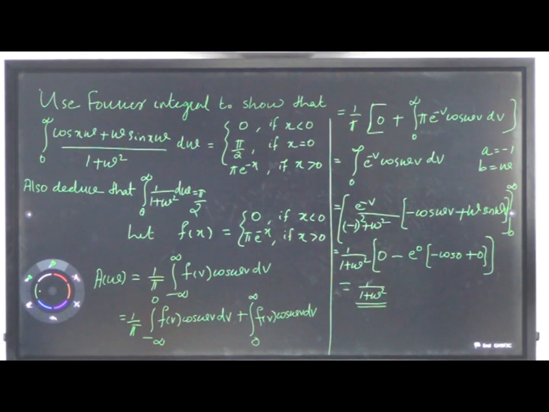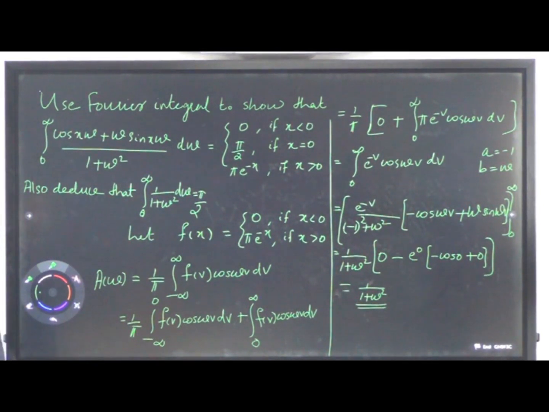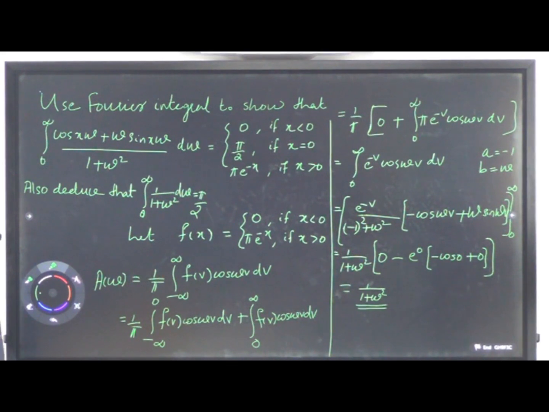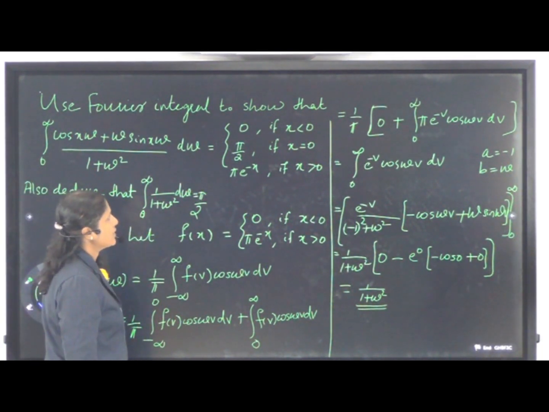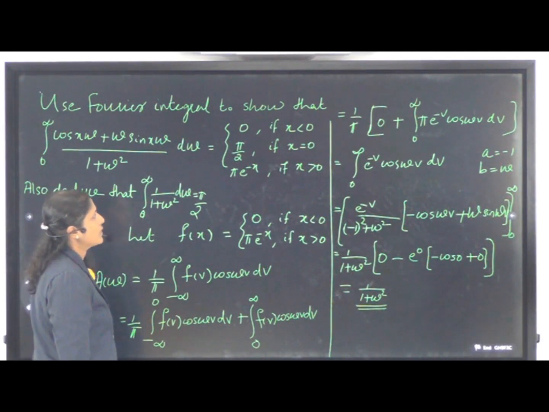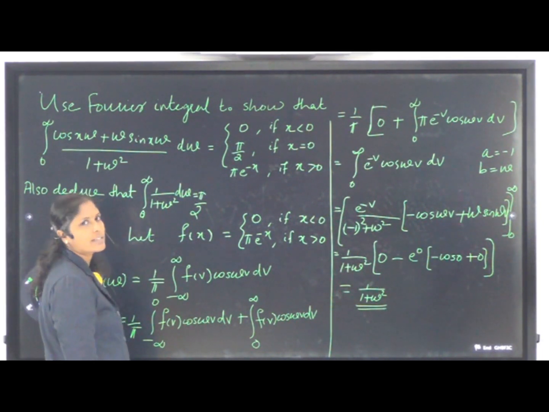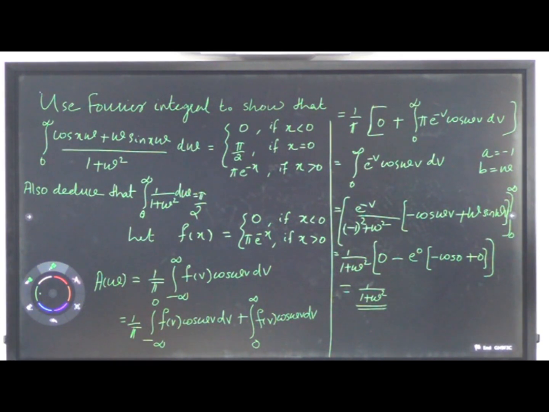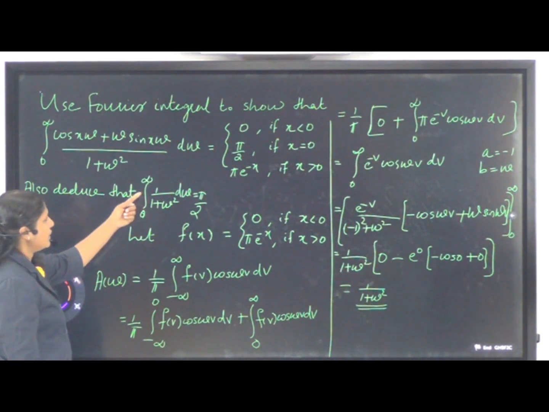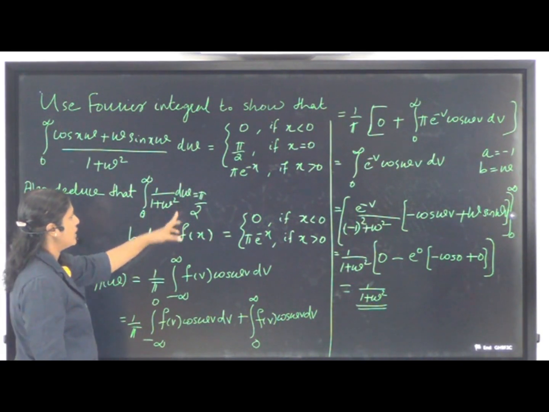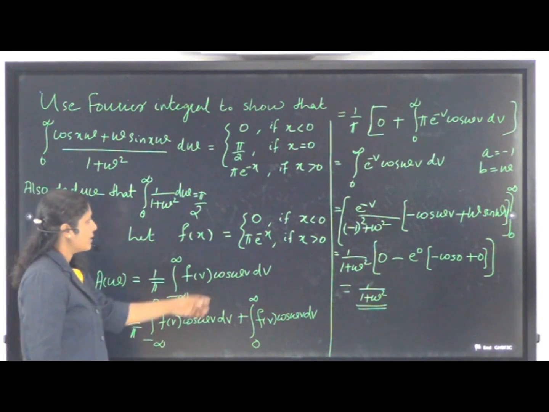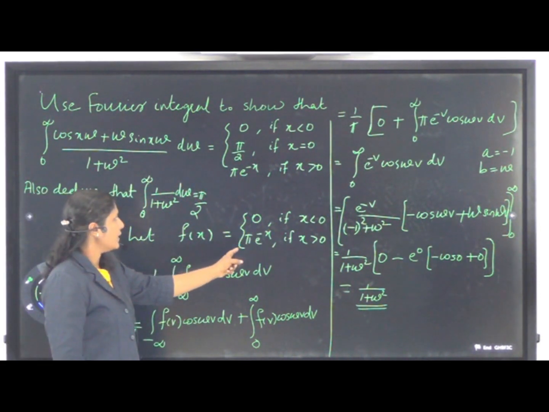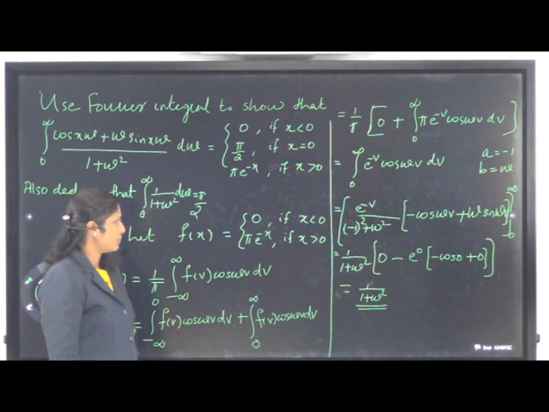Next problem is: use Fourier integral to show that integral 0 to infinity cos x omega plus omega sin x omega by 1 plus omega square d omega equals 0 for x less than 0, pi by 2 if x equal to 0, pi e raised to minus x if x greater than 0. The second part is deduce that integral 0 to infinity 1 by 1 plus omega square d omega equal to pi by 2. Here we take the function f of x as 0 for x less than 0 and pi e raised to minus x for x greater than 0.